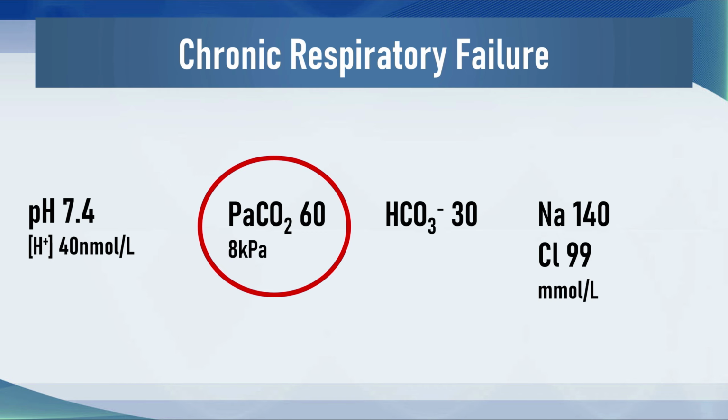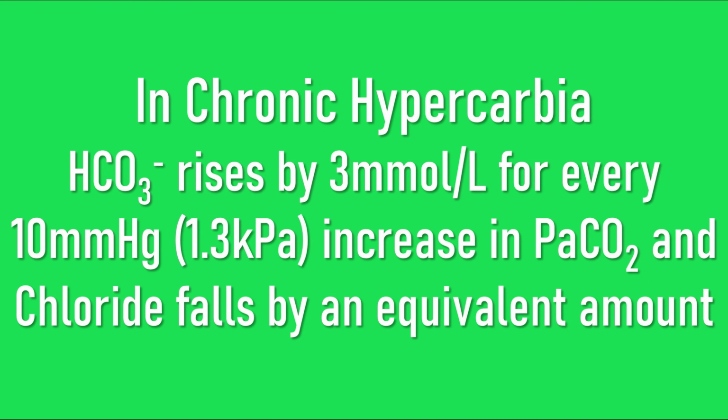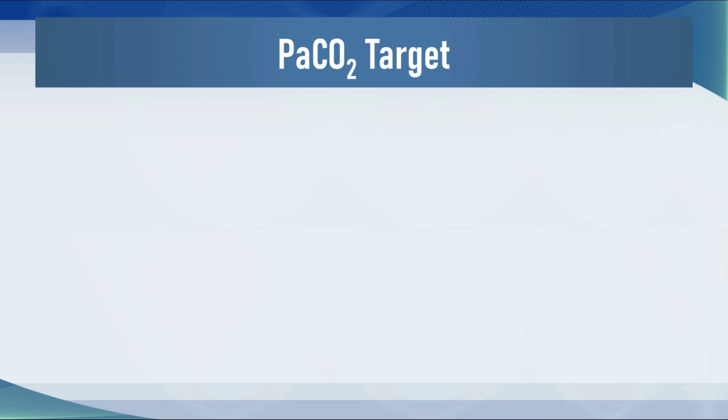There are also useful memorable rules. In chronic hypercarbia, chronic respiratory failure, the bicarbonate rises by 3 millimoles per liter for every 10 millimeters of mercury, that's 1.3 kilopascals, increase in the partial pressure of CO2 in arterial blood. The chloride level falls by an equivalent amount to the rise in bicarbonate. So now that we know these rules, we can set targets for specific patients with their PaCO2 when they come to the operating room or to the ICU.